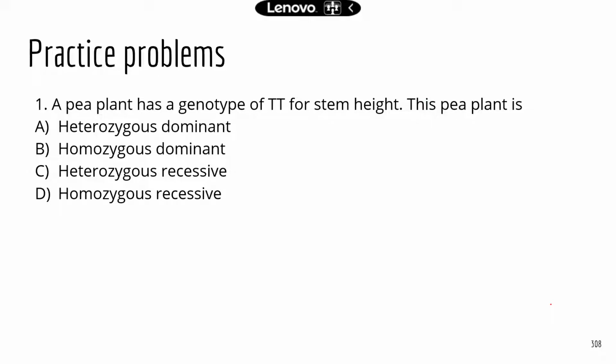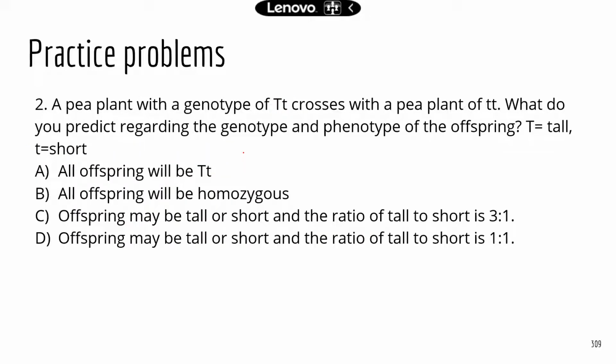A pea plant has a genotype of big T for stem height. This pea plant is big T, same alleles, and the allele is written in capital letter. So that's going to be homozygous dominant. Correct answer is B, number 2.